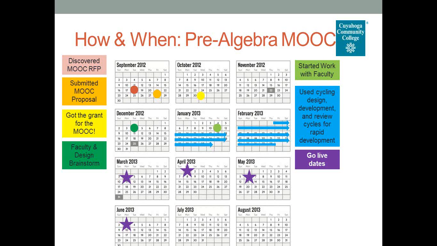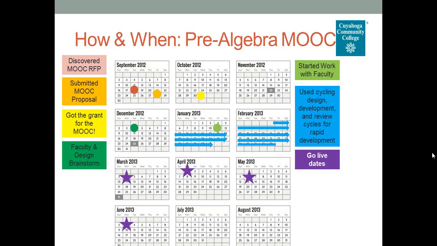And then at the end of October, we found out that we got the grant. We identified faculty throughout November, and then we had the initial meeting with faculty in December and brainstormed, within the constraints of the grant, what we wanted to do with that. Design and development started in January.